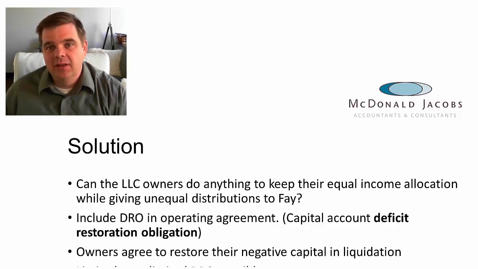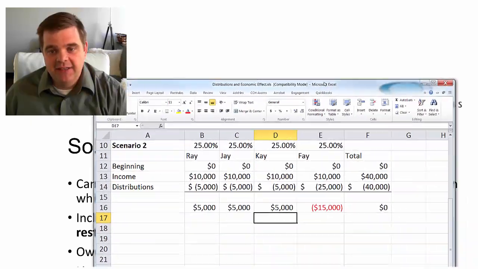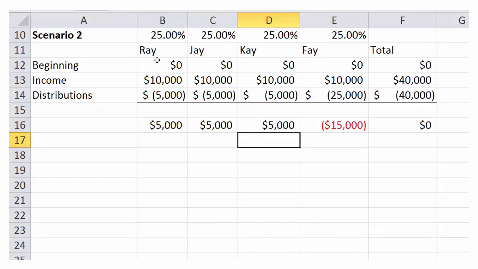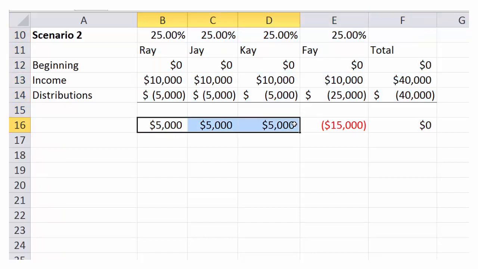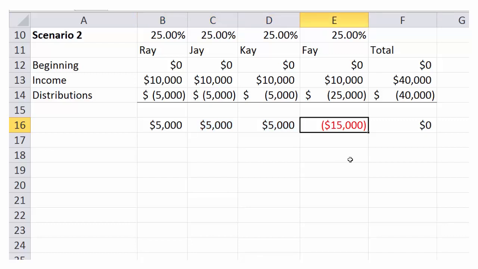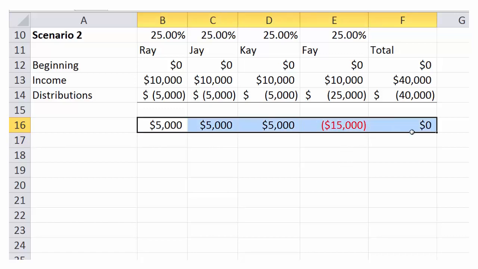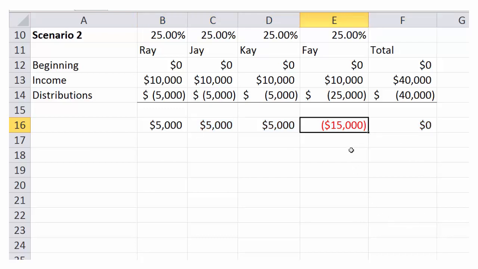In other words, is it possible? Let me look at the Excel again to frame this question: are we saying that if you allocate income evenly, you can never have uneven distributions? No. In other words, this scenario is possible. We can end with three owners having positive capital accounts and one member having negative capital. This is a possible way for our capital accounts to end up, and we could still say we have economic effect. But in order for this to be an okay thing to do, Faye has to have an obligation to restore her negative capital in this particular circumstance.